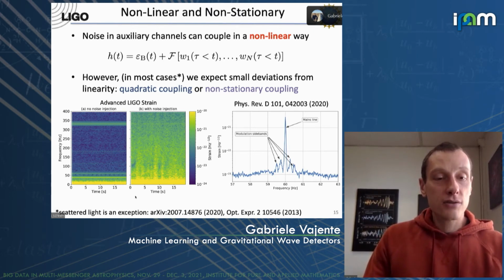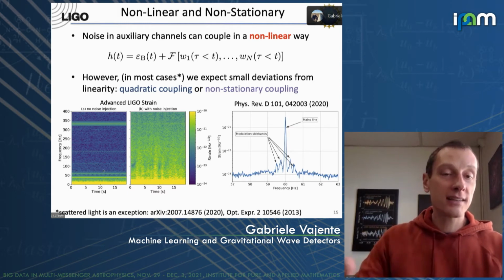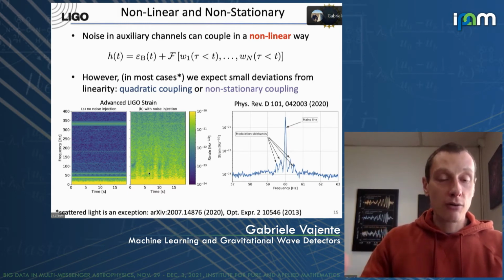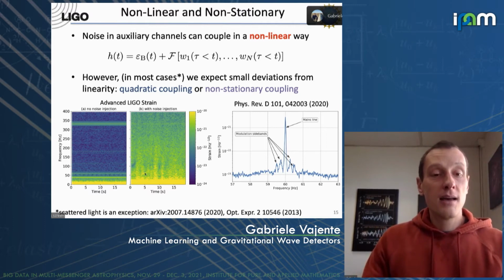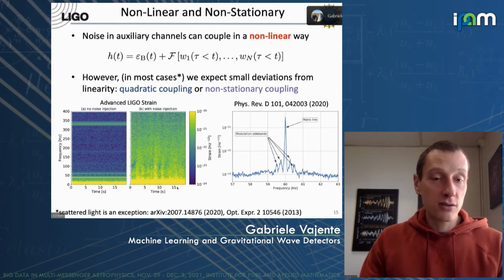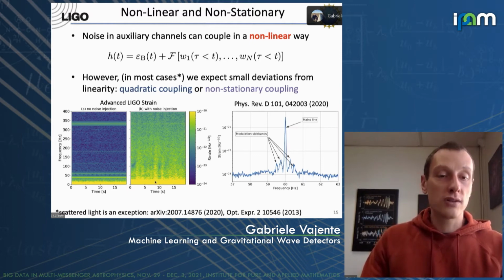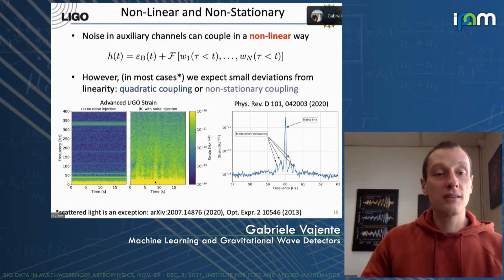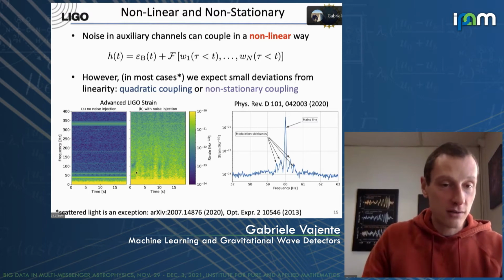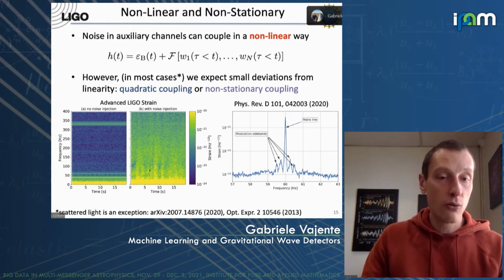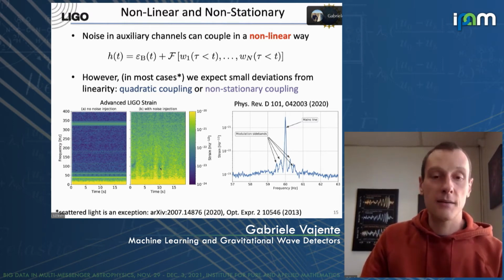On the left, you see a quiet period of time, and then on purpose, we injected some noise in one of the auxiliary longitudinal degrees of freedom. In these spectrograms, as a function of time, you see that although the noise that we injected was stationary, the effect on the sensitivity was not stationary, because sometimes the noise was coupled with lower or with higher intensity.